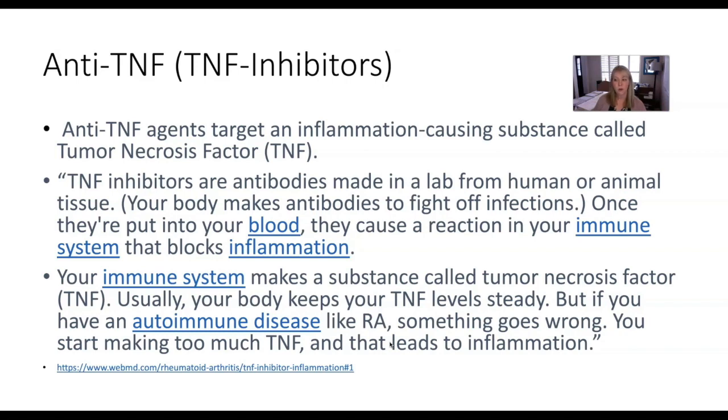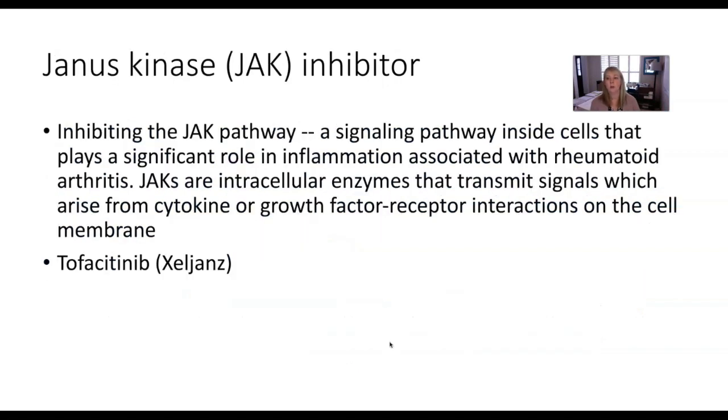What these inhibitors do is, they are actually made in a lab, and when you're getting an infusion, it causes a reaction that blocks the immune system. So your immune system normally makes tumor necrosis factor, but your body helps keep those levels steady. But if you have an autoimmune disease, then you start making too much tumor necrosis factor that leads to inflammation. So by giving these drugs like Humira, it will hopefully help block that system and reduce inflammation.